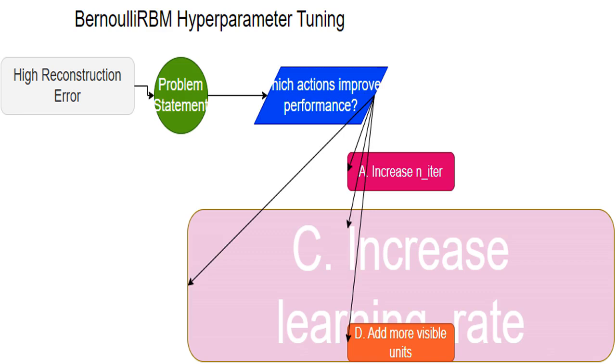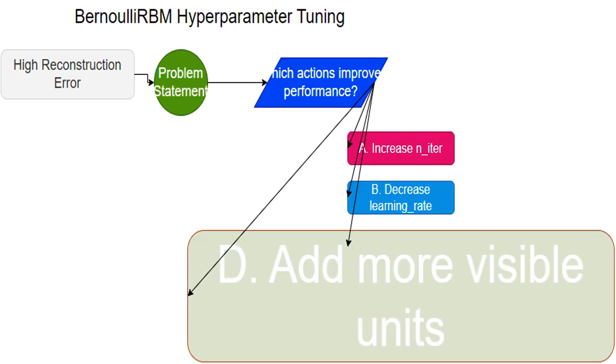Increasing the learning_rate might initially seem helpful, but it can make the learning process unstable, like running too fast on that tightrope. You might miss the balance point and fall. Visible units represent the dimensions of your input data. Adding more is generally wrong unless your data's dimensionality requires it. It's not directly relevant to fixing a high reconstruction error, which is what we are trying to do.